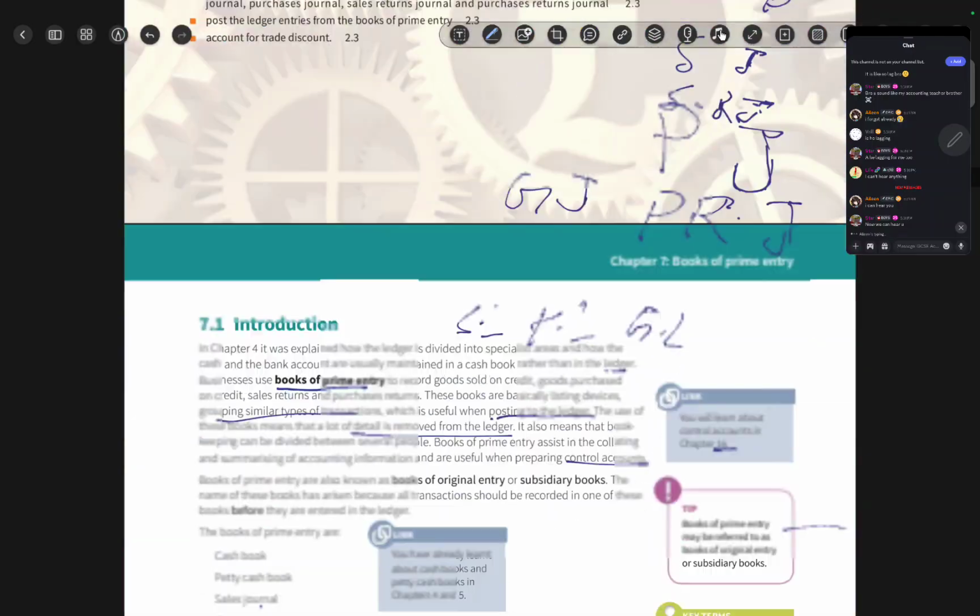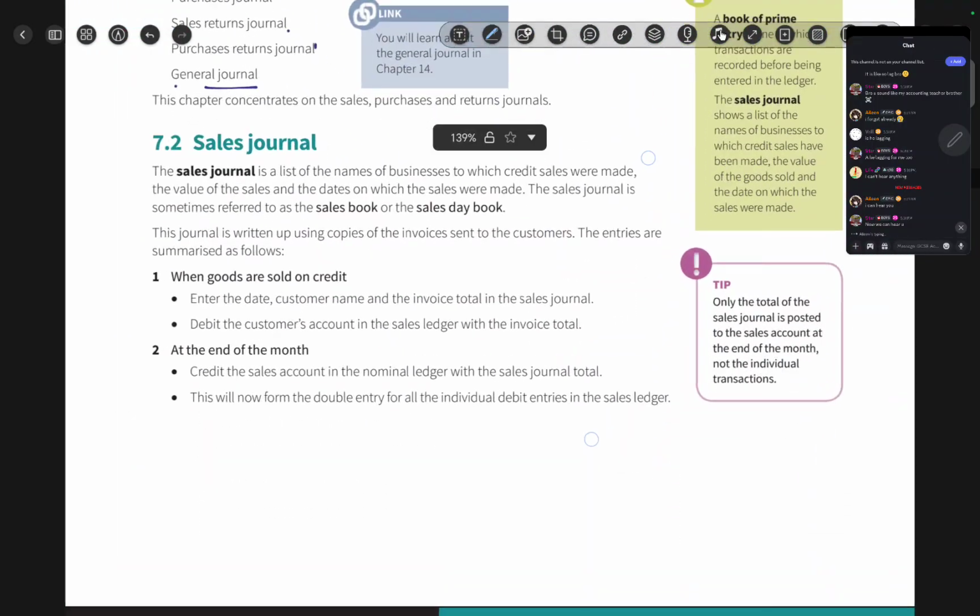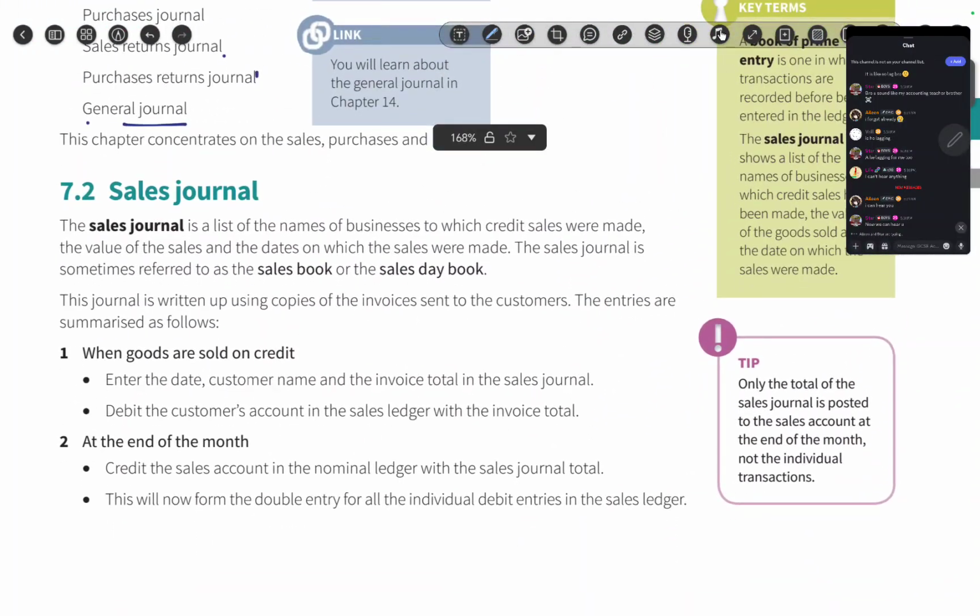So yeah, we were over here about sales journal. Sales journal is a list of names of businesses which credit sales were made.